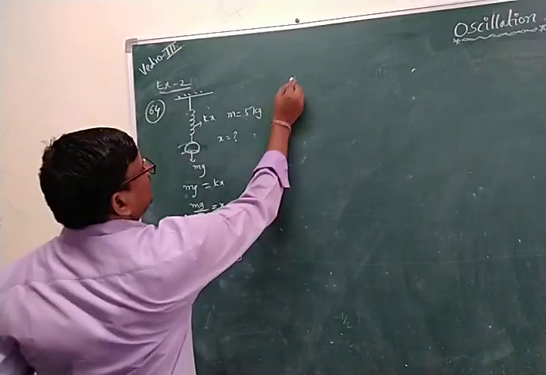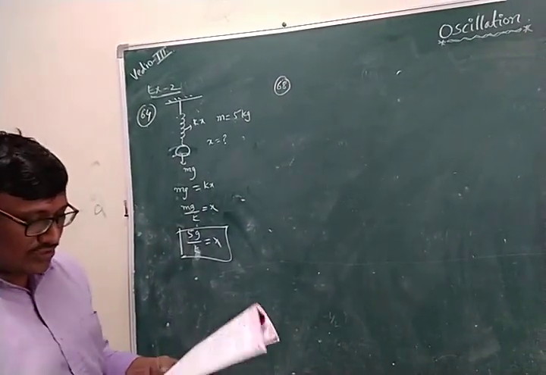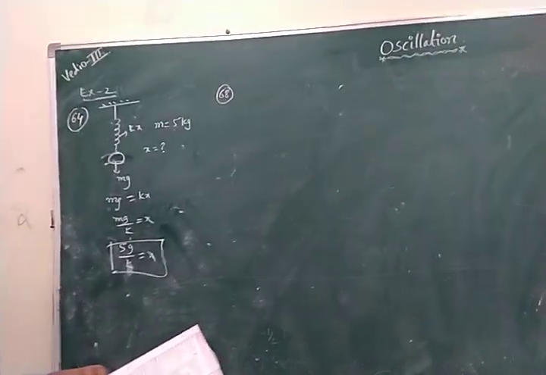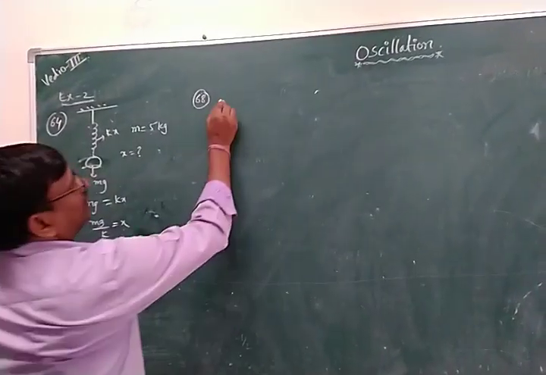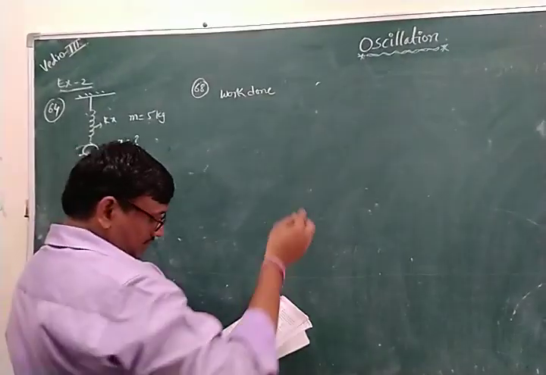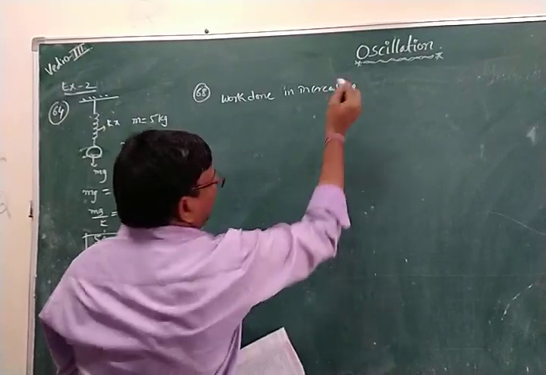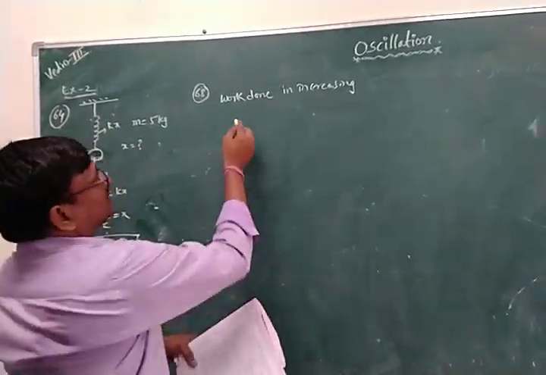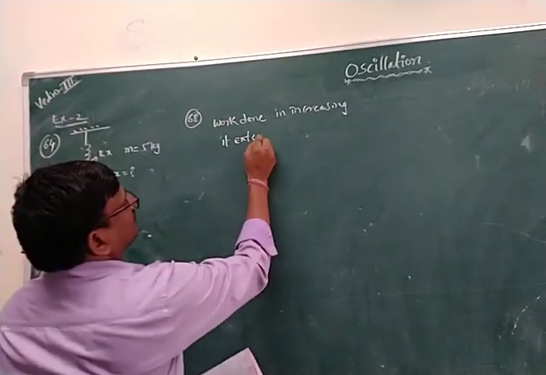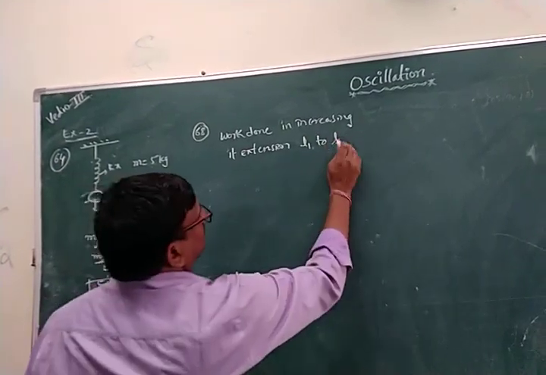Next see the 68. K is the force constant. The work done in increasing its extension from L1 to L2. So what can we find out? Work done in increasing its extension from L1 to L2. See, we know the formula.